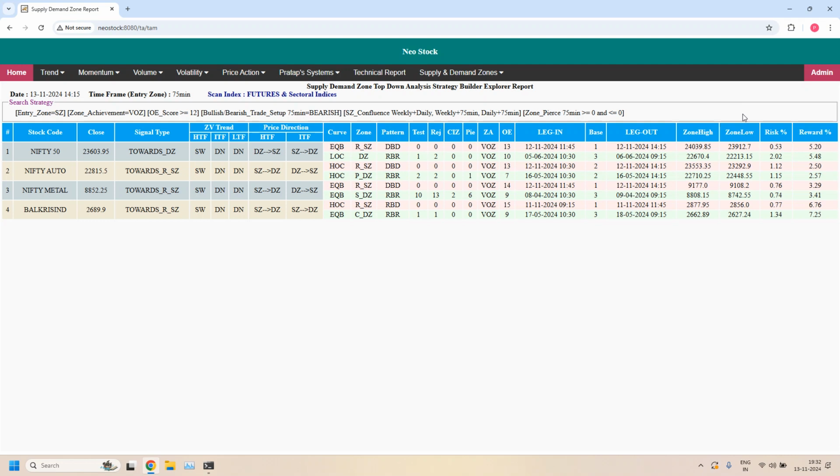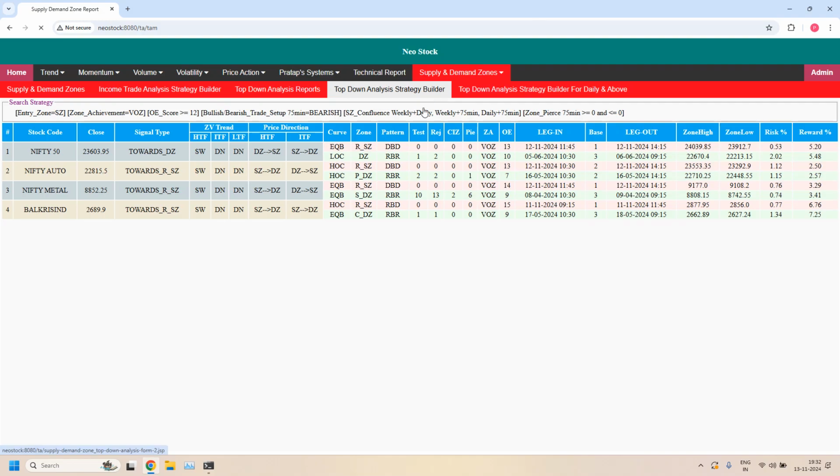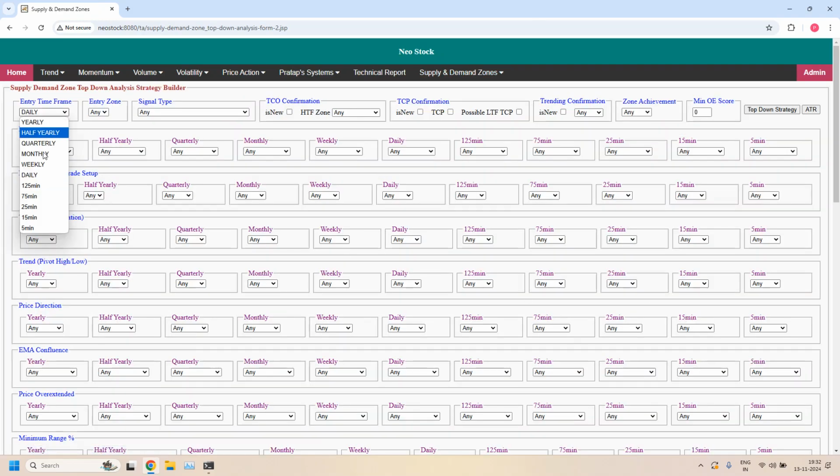Okay, this is about the bearish trade setup for weekly income trade. Next, the bullish trade setup for daily income trade. So for daily income trade, the entry time frame is 15 minutes and the entry zone is the demand zone. Bullish or bearish trade setup at 15 minutes, I am selecting bullish.